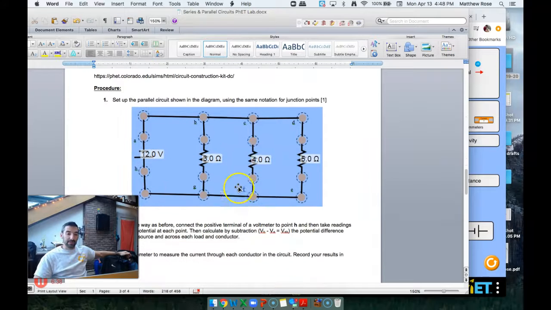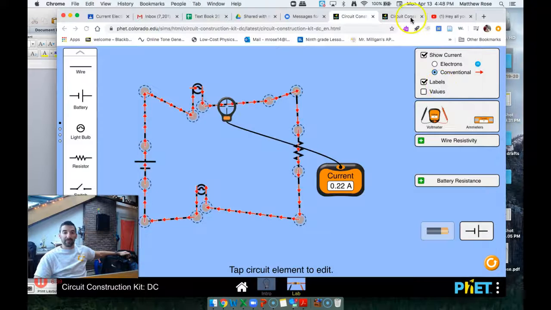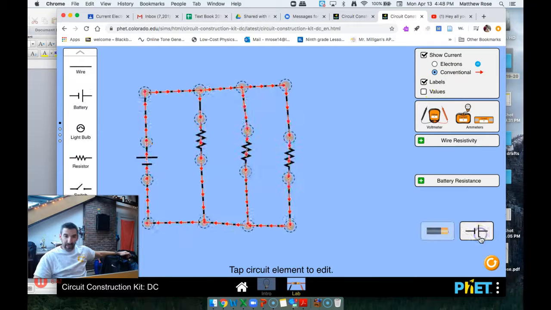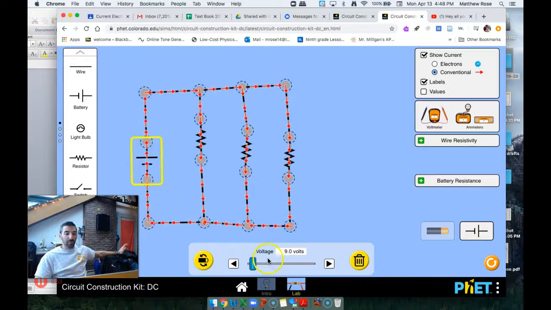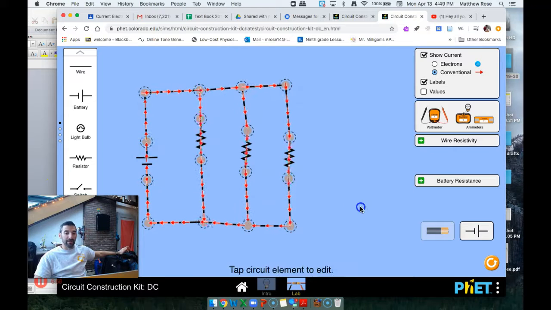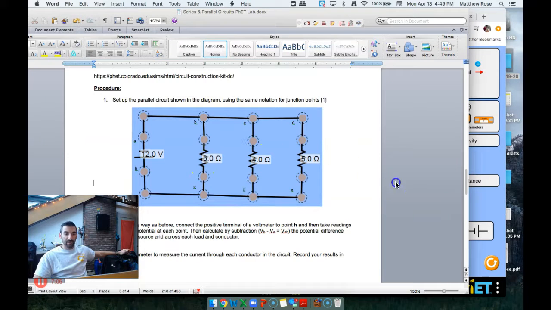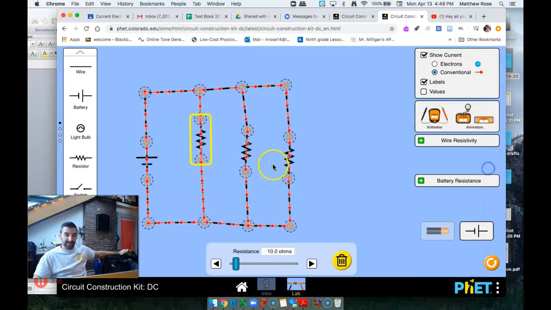Then on part 2, it's building a parallel circuit. So I've done that for you as well. Here's the parallel circuit. And again, make sure it's conventional current. We want to click on that to make sure it looks the same. And just like I did before, put the values correct. It was a 12-volt battery, so I make that 12 volts. I can change the resistance of each one of these to match the resistances 3, 4, and 5. So I'd match the resistance of 3 ohms, 4 ohms, and 5 ohms.